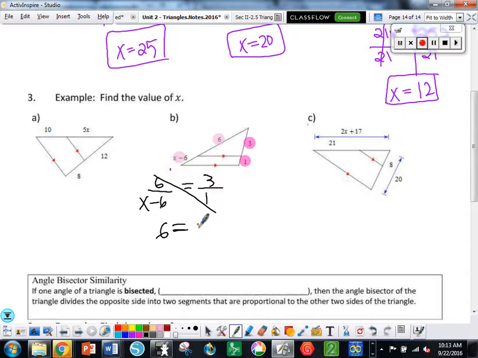Cross multiply here. So when you cross multiply, you should still get 6 equals the 3x minus 16. The big point here is that this 3 needs to be distributed to both of those, right? If it's not, then something went wrong. So what do we get here? 3x equals 24, divided by 3, x equals 8.